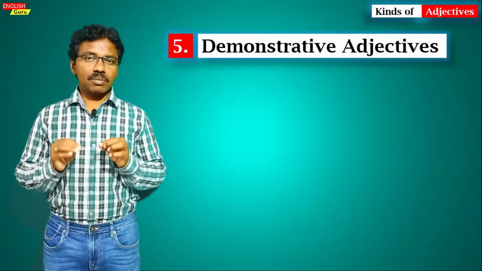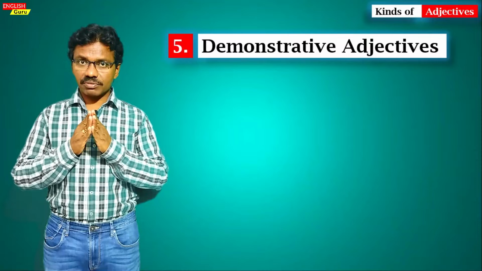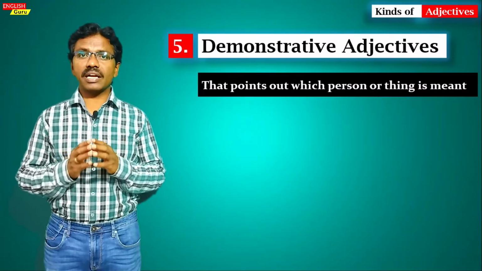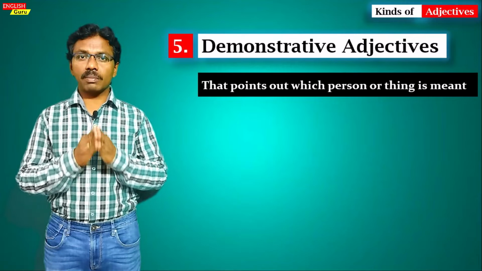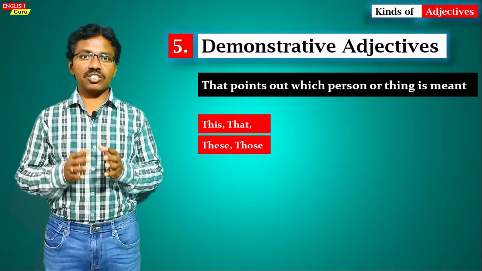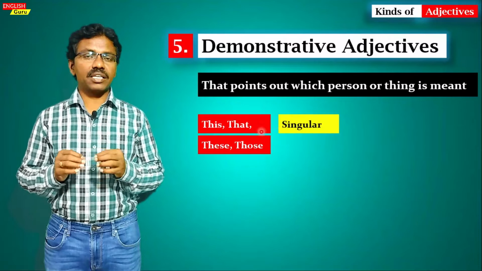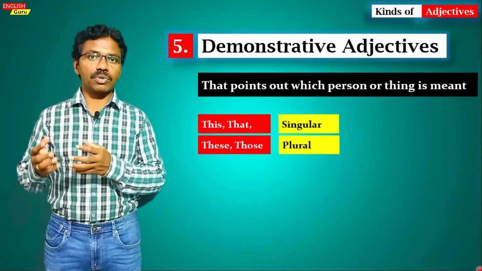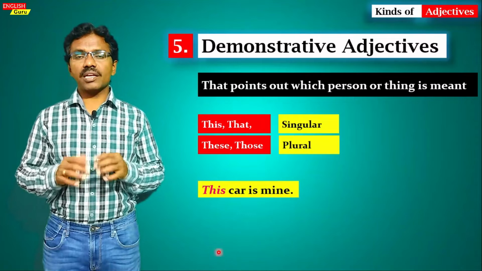The fifth one is demonstrative adjectives. Demonstrative adjectives point out which person or thing is meant or talked about. And we have four demonstrative adjectives: this, that, these, those. This, that are used for singulars. These, those are used for plurals. For example, this car is mine.